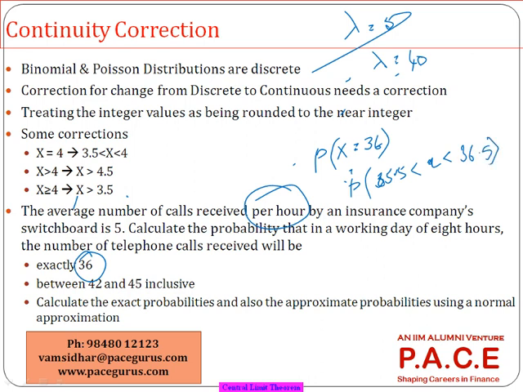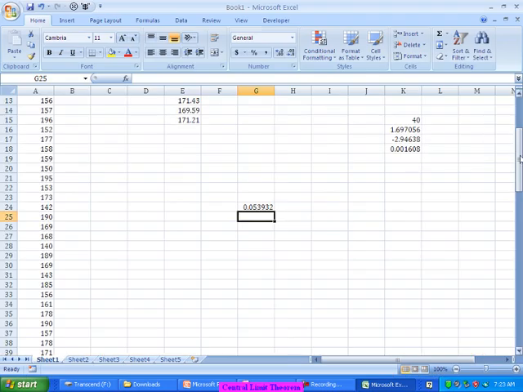Now, if I am talking about 30, because it is Poisson, my mean is 40, variance is also 40. Lambda is the mean, lambda is the variance for the Poisson. So for the normal, I will take the same: mean equal to 40, variance equal to 40. Variance equal to 40 means the standard deviation is square root of 40, which is somewhere around 6.32.